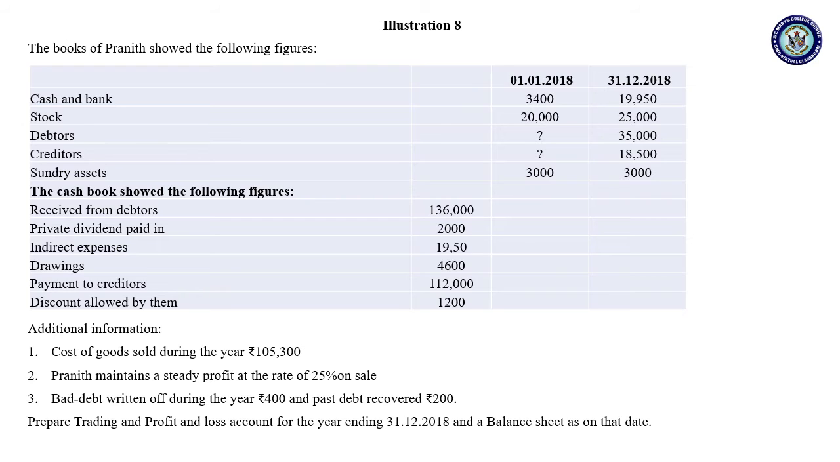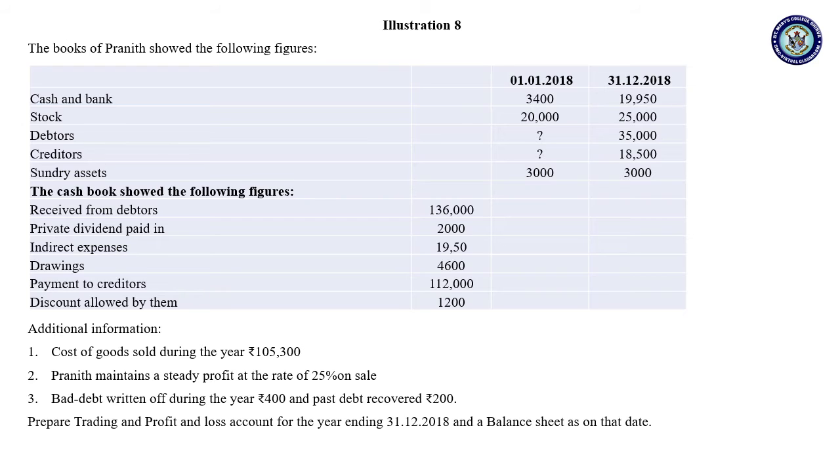So it is discount received. Okay, so these are the items they have given with some additional information. The first one, cost of goods sold during the year 1,05,300. Now what is cost of goods sold? How will we get that? Cost of goods sold means the cost you incur to sell the goods. How many units of goods you sold, and what cost you incurred on them, that is the cost of goods sold. There is one formula for cost of goods sold, which we will see in detail in the next slide.